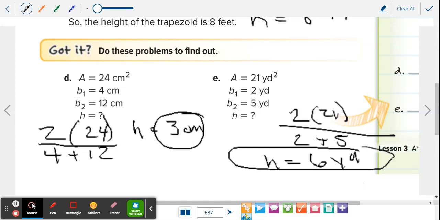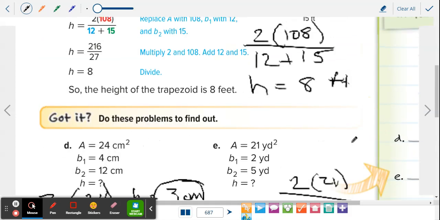Okay, this is just trapezoids. So they give you two different formulas. We're going to keep them up there so you guys don't have to remember them. Like I said, I'm not going to make you memorize these. It's not fair to you. There's too many of them.